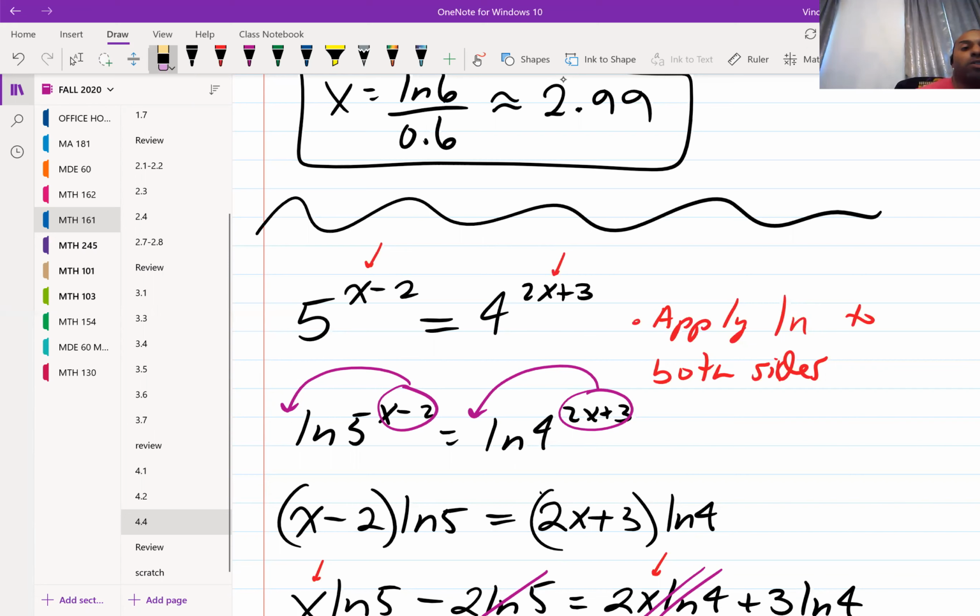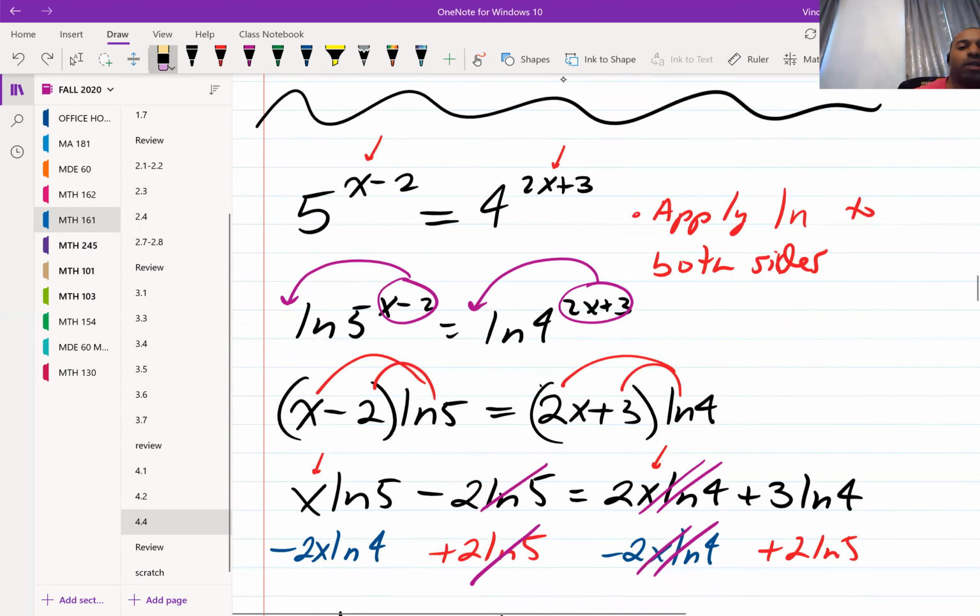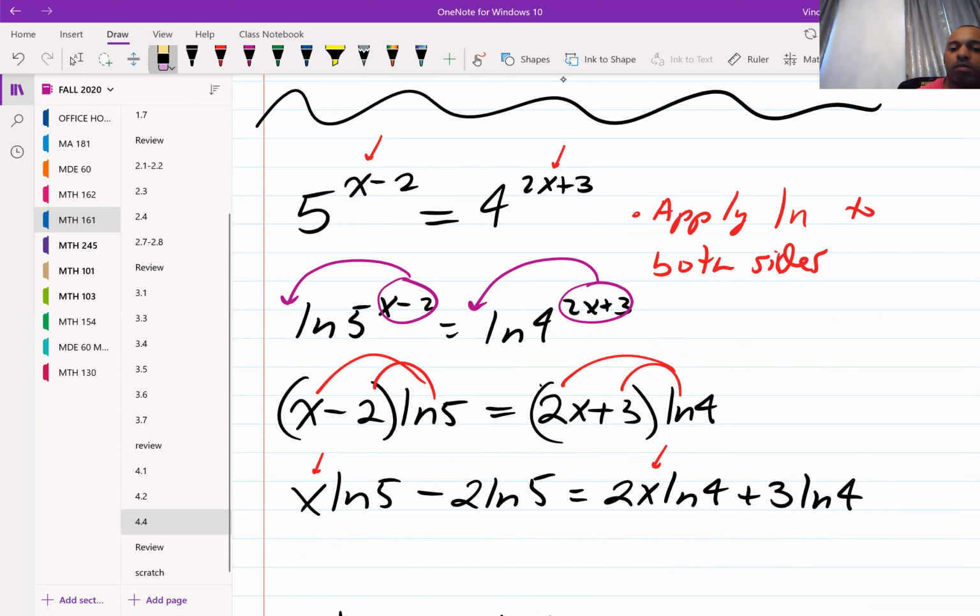All right, so now we can go ahead and distribute the natural log of 5 into the parentheses, distribute the natural log of 4, and that will give us x natural log of 5 minus 2 natural log of 5 equal to 2x natural log of 4 plus 3 natural log of 4.